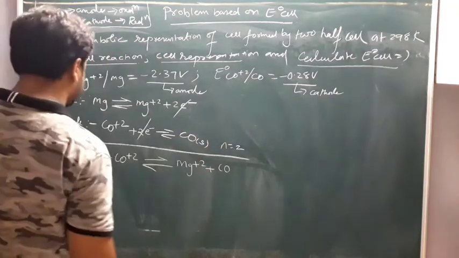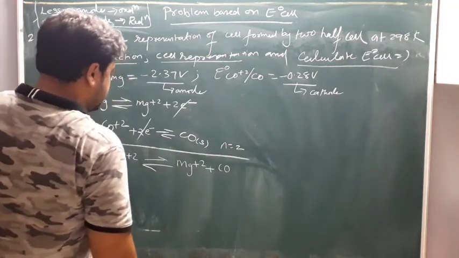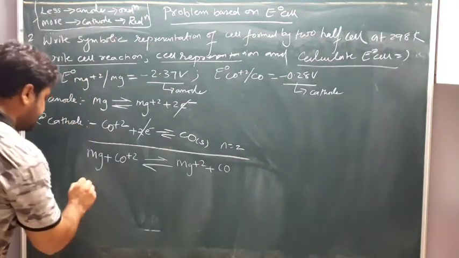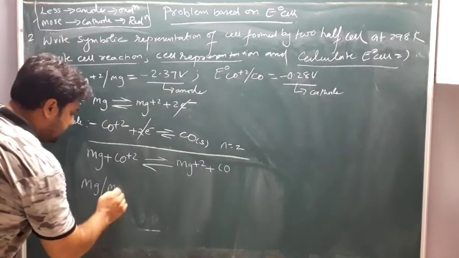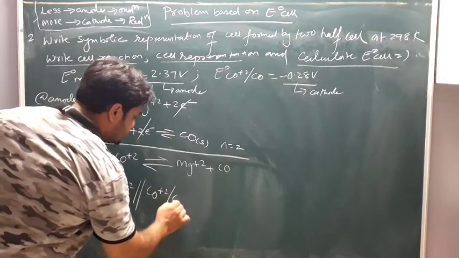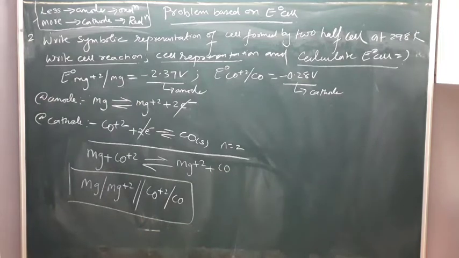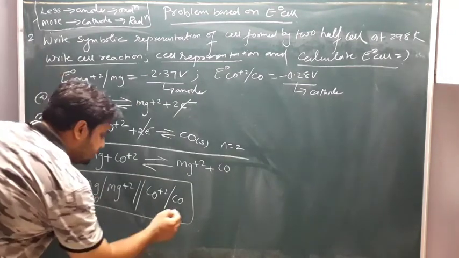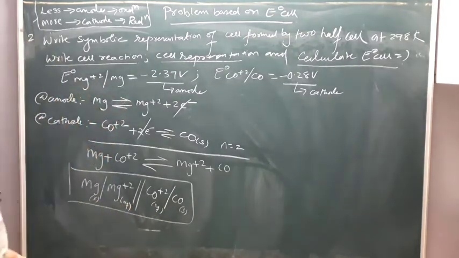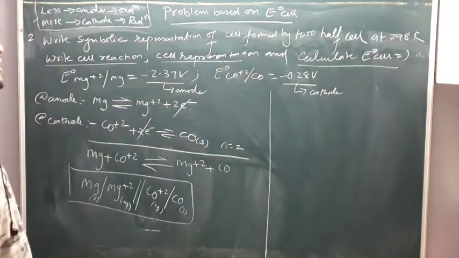Now I write down the cell representation. So you know in cell representation, at the LHS side anode will come, and at the right hand side cathode will come. So who is the anode here? Magnesium. So magnesium slash Mg plus 2, salt bridge, Co plus 2 slash Co. So this is your cell representation. Okay, this part is solid, this part is solid, this part is aqueous, and this part is also aqueous. Clear?